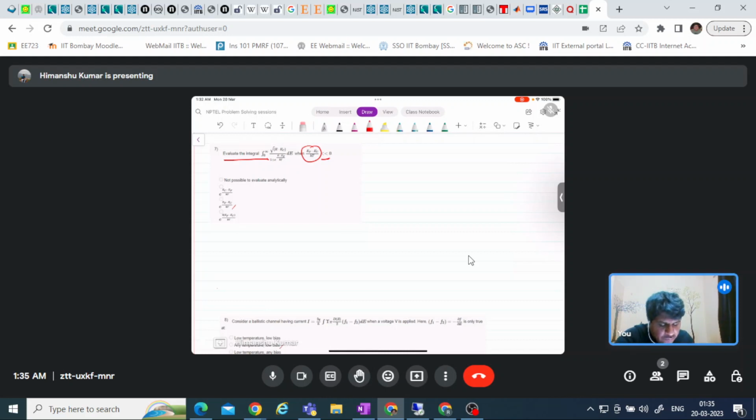So in a moderately doped semiconductor, this is a Fermi-Dirac function. The Fermi-Dirac function F of j eta will become exponential of eta f. It will directly simplify. So now this eta f is basically EF minus EC by kBT. So we can write directly, this function will become the second option.